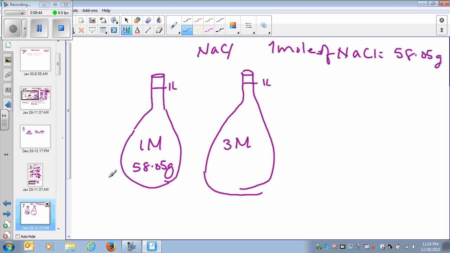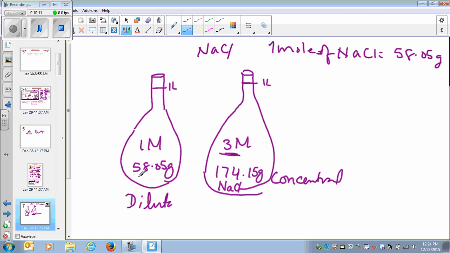Okay, so let's do that. 58.05 times 3 gives me 174.15 grams of NaCl to prepare a 3 molar solution. So you understand how much more solute I have in the same volume, 1 liter, versus this. So this is a concentrated solution, it has more solute in it. This is a dilute solution.